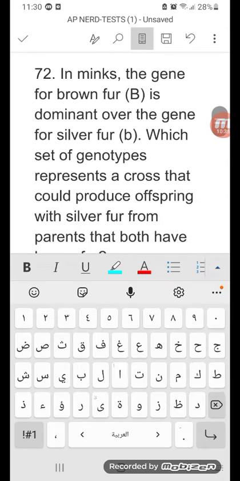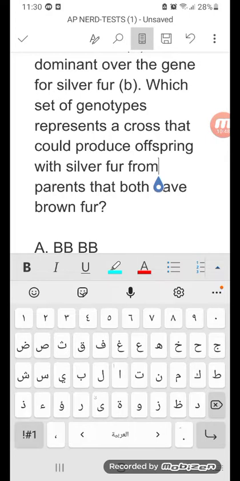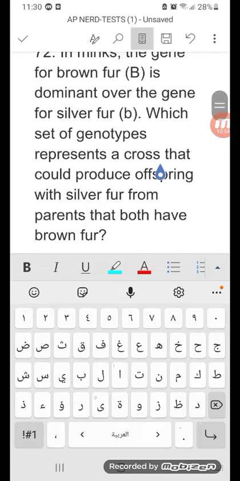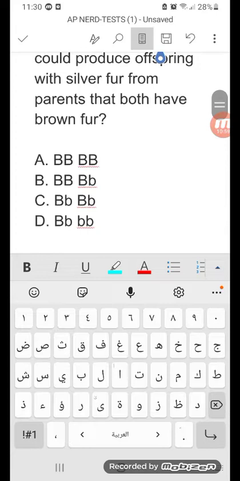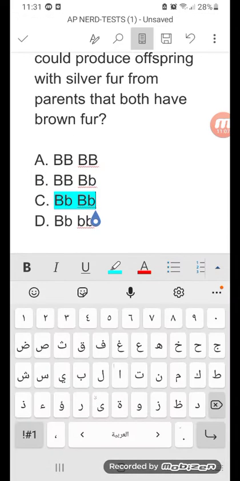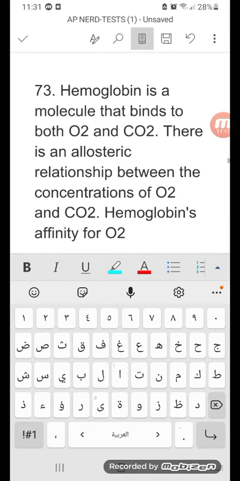In minks, the gene for brown fur, capital B, is dominant over the gene for silver fur, small b. Which genotype represents a cross that could produce offspring with silver fur from parents that both have brown fur? I think this is easy. Yeah, once again, it's C. Heterozygous, capital B, small b, capital B, small b.